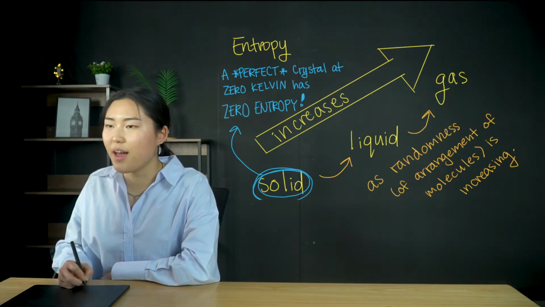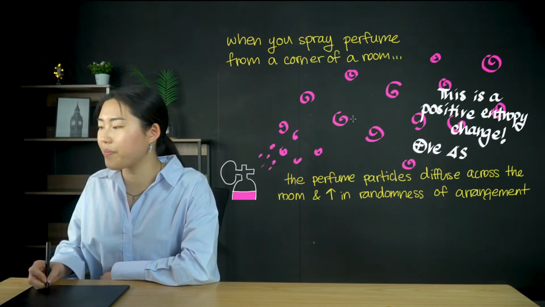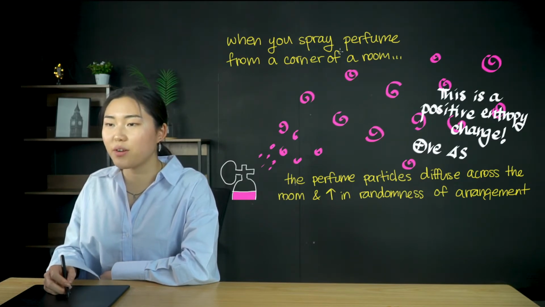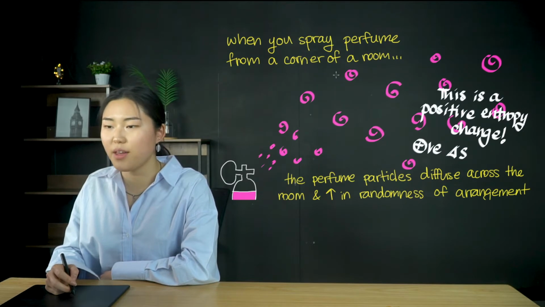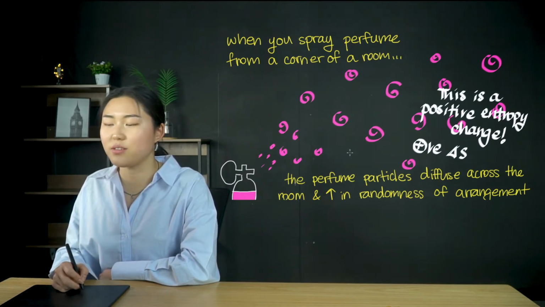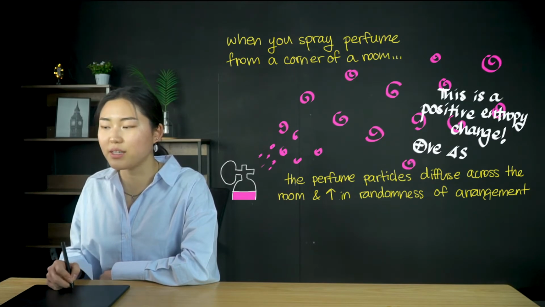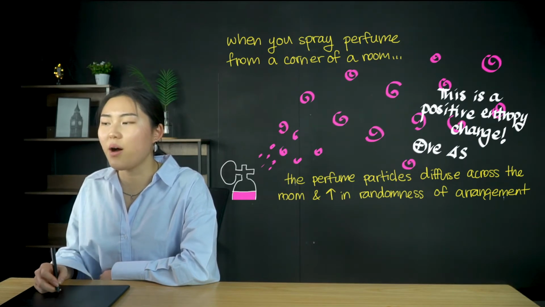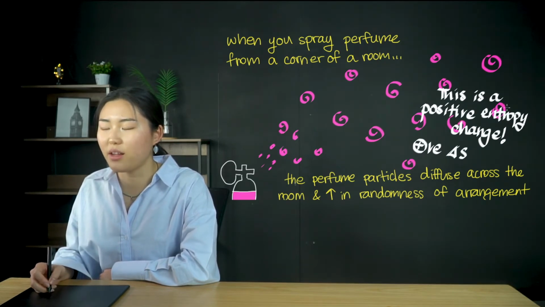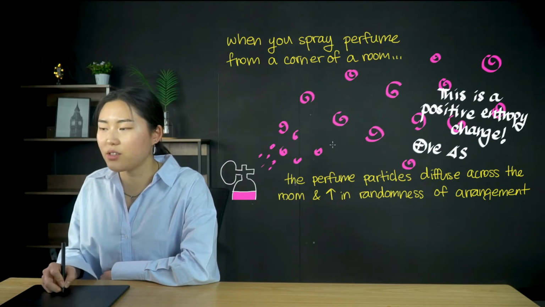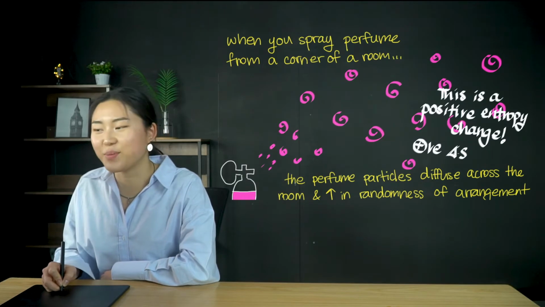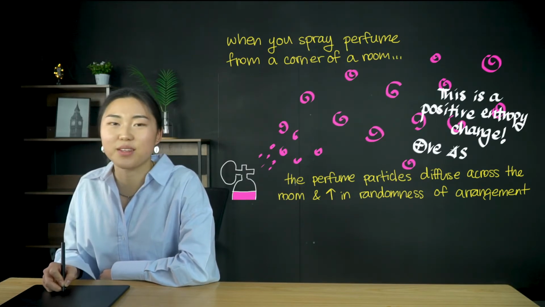Okay, and another phenomenon that happens is that when you spray perfume from a corner of a room, it's just going to start diffusing across the room. And it's going to increase the randomness of arrangement of the gas particles, basically. So this is a positive entropy change as well. So entropy change, this is delta S. That's just literally entropy change, right? Entropy is S, and then the delta stands for the change.